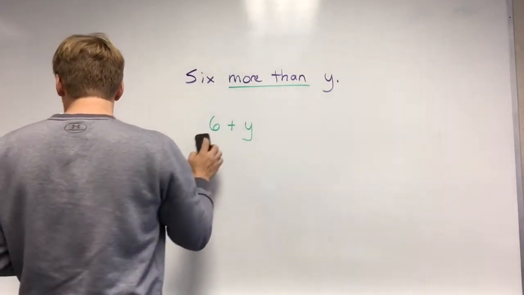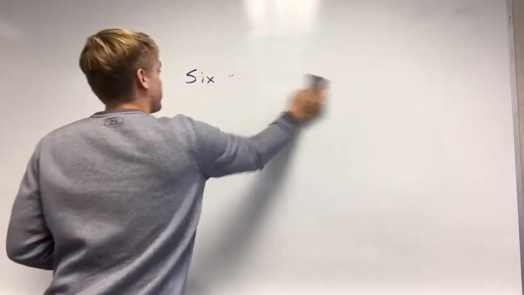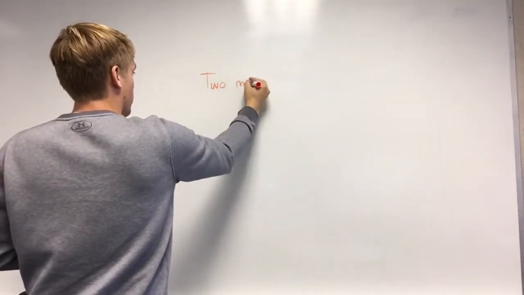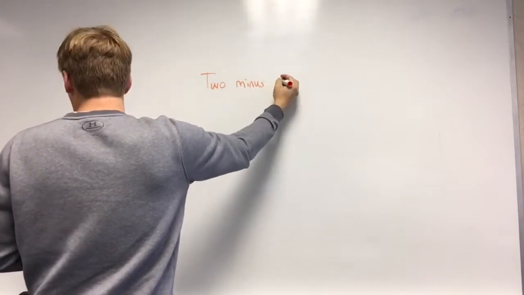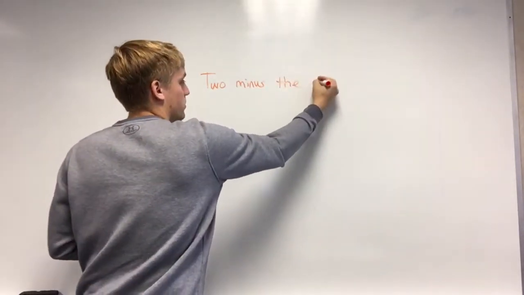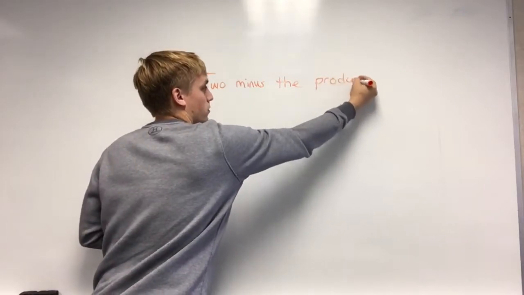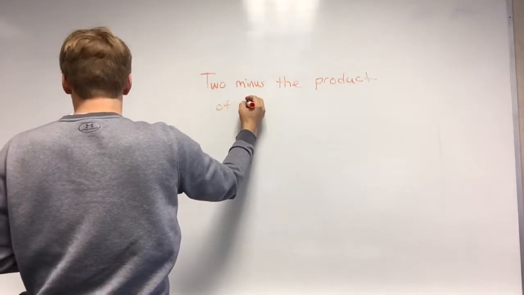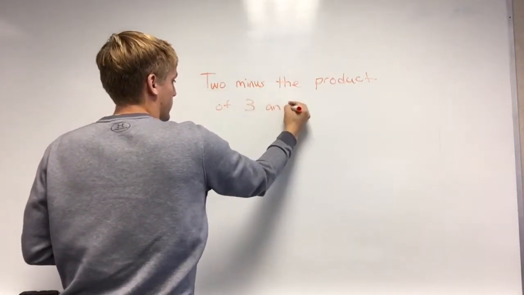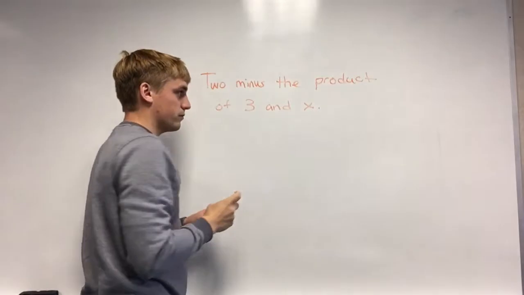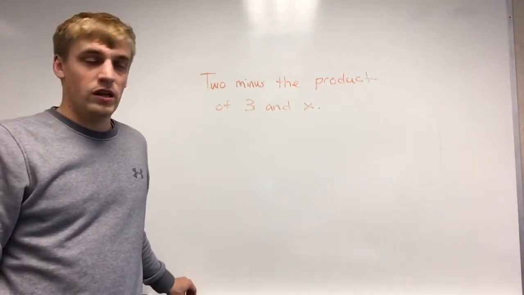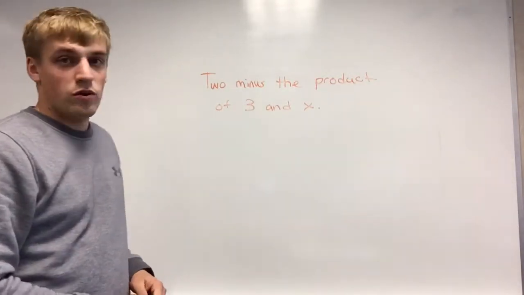The next one that we are going to do is 2 minus the product of 3 and x. Okay, so this is a little bit longer one. It has more than one operator in it.